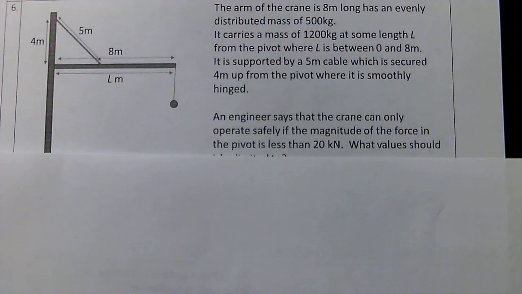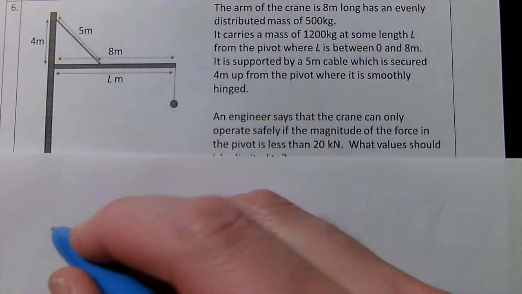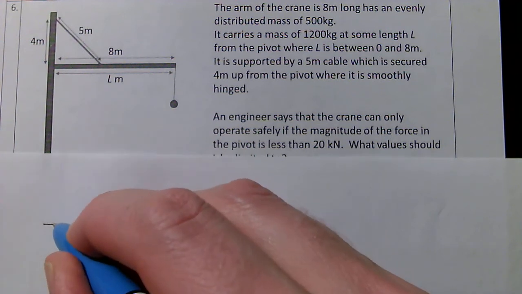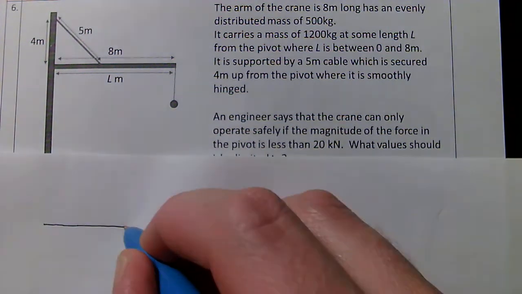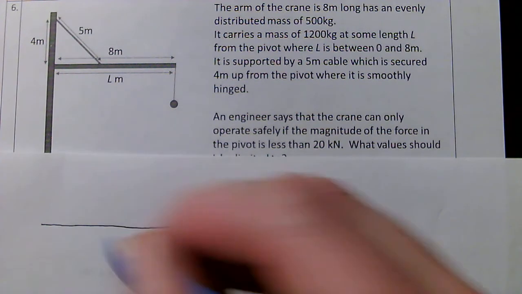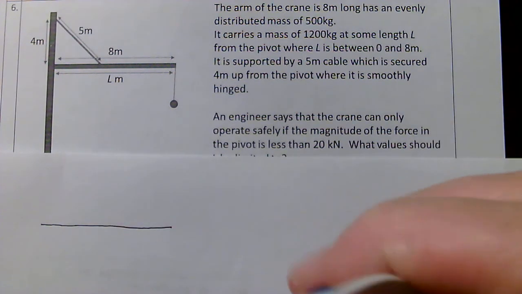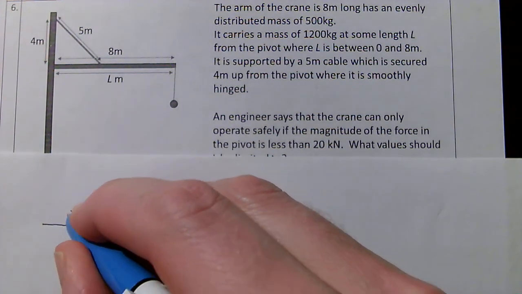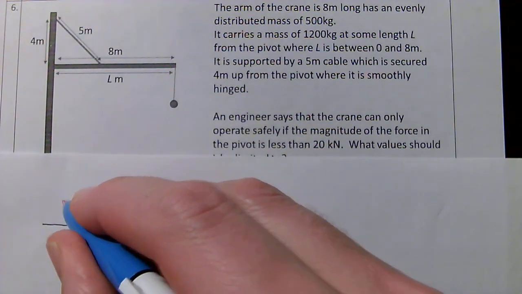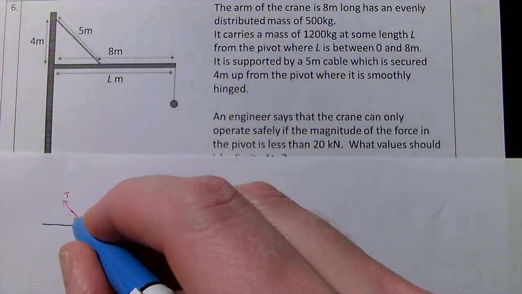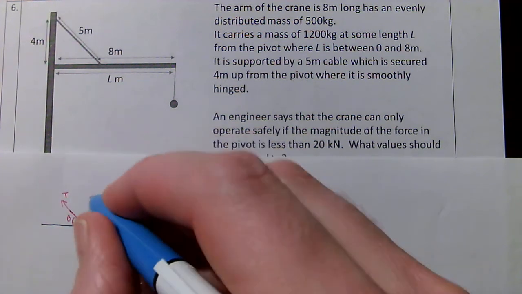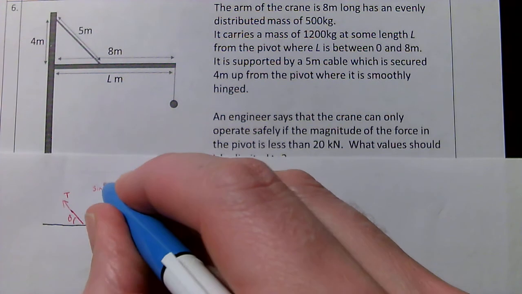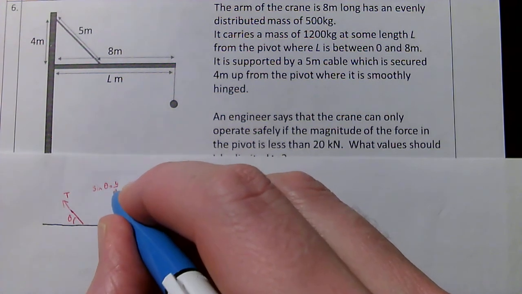Okay, so the setup to this question is very similar to the previous part. This is just a more complicated variation of it. So, we know that we've got a tension through the cable there, which is at some angle theta, where we know that sine theta equals 4/5.